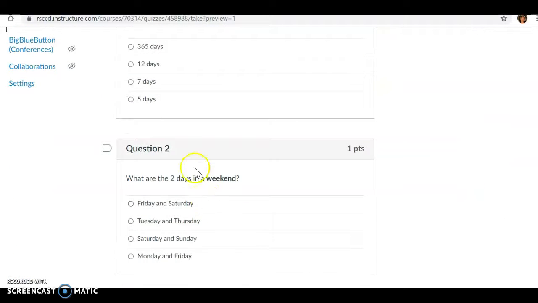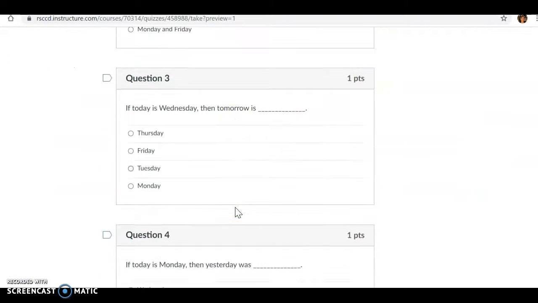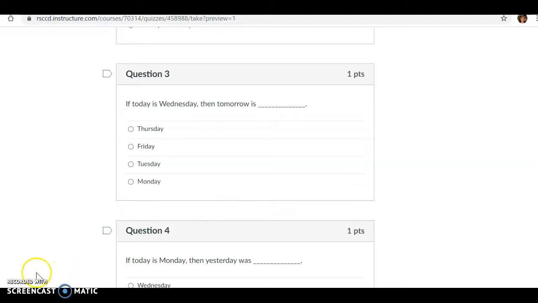So here they have the days of the week again, identification and organization. And that is my lesson on the days of the week in Canvas.